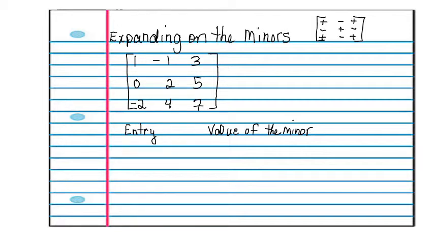Okay, expanding on the minors means you're going to take either a row or a column, and generally what I like to do is just take the top row here, because that's the easiest one to do. They have you try it in different rows or different columns, but I take the top row because for me it's the easiest to remember. The pattern here is a plus minus plus, a plus minus plus, and so that's the one I use to match up.